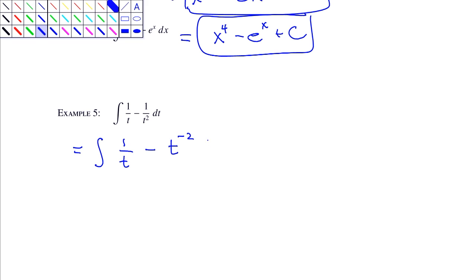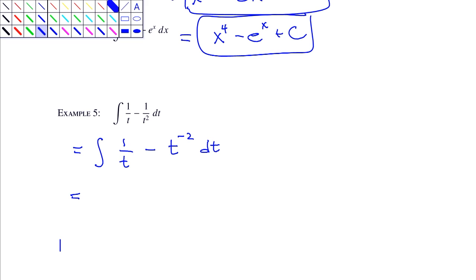So we do much of the same stuff we did before when we had the variable in the denominator. We have to move it to the numerator and negate the exponent. So this becomes 1 over t minus t to the negative 2 power. Now notice, I have not done any integration yet. That is simply algebra. So we still retain the integral sign. We still retain the differential, the dt. Now we do the integration.